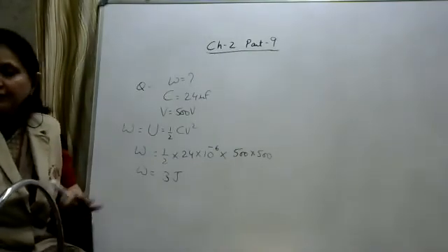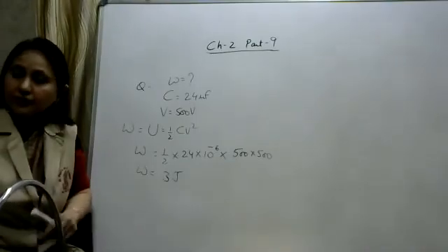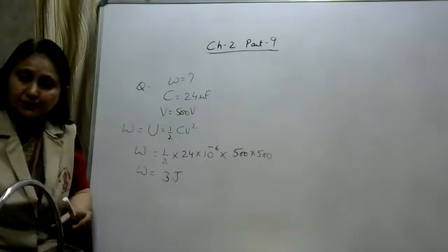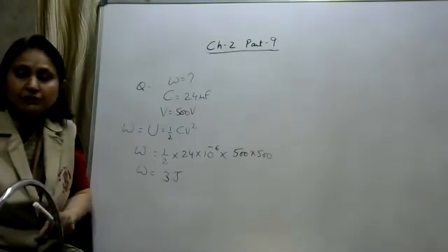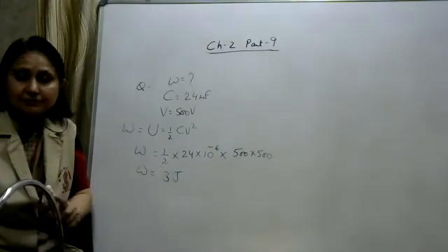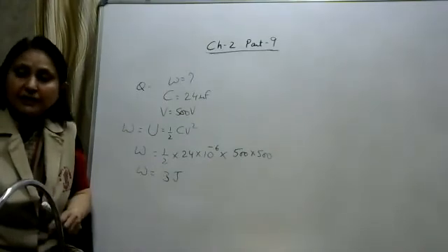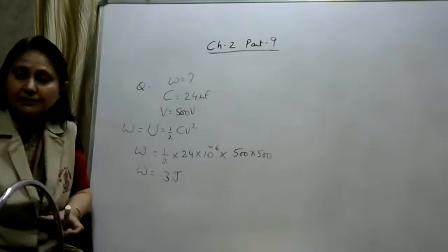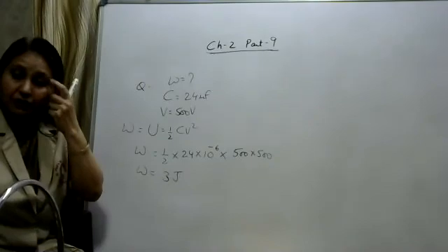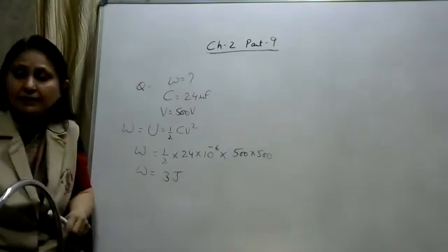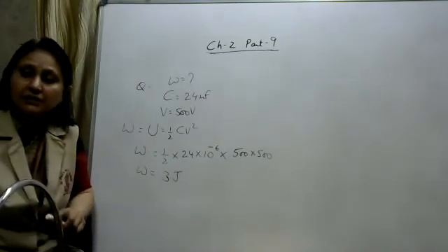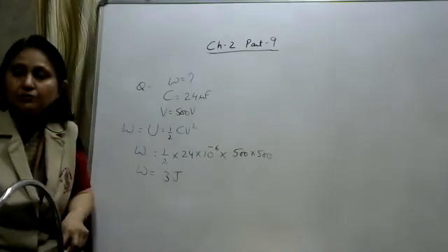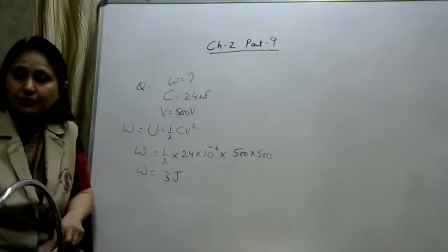So today we have studied about grouping of capacitors, series and parallel grouping. Yesterday we studied series grouping: 1 upon the equivalent capacitance is 1 by C1 plus 1 by C2 plus and so on. Whereas when they are connected in parallel, the total capacitance is the sum of the individual capacitances. Today we found out the expression for the energy stored in a capacitor. Energy stored in a capacitor is given by half CV square, or Q square upon 2C, or half Q into V.